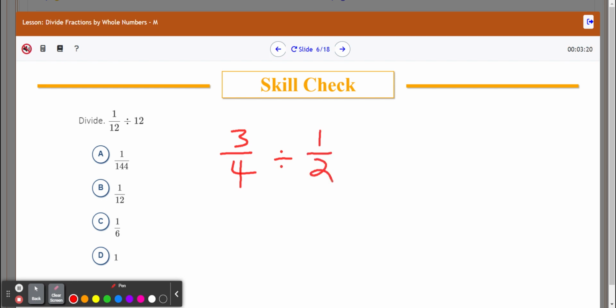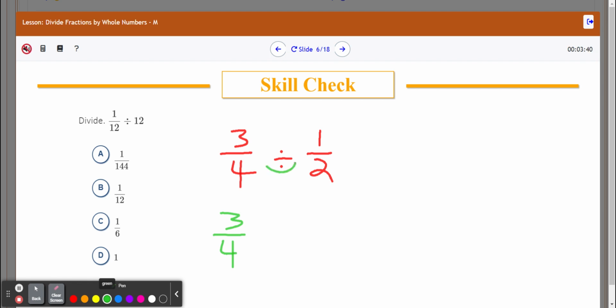So to divide by fractions, it's very straightforward. All you're going to do is change the sign. So the first number doesn't change. And the order is very important for division. You cannot change the order. For addition and multiplication, you can. For division, you cannot. So the first number doesn't change, 3/4.